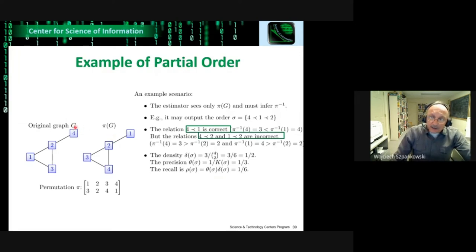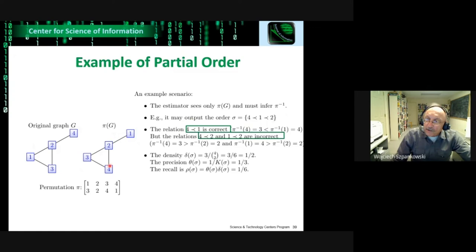Now, let me explain what we're really interested in. Let's assume this is my original graph. I permuted it. This is my permutation. And I will ask only the following question. I want to know whether four in this graph, not this, arrived before one and one before two. But notice, I don't ask anything about node three. How good is this partial order? How good is the algorithm that returns to me this partial order?